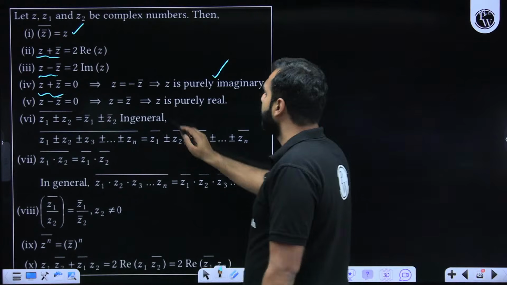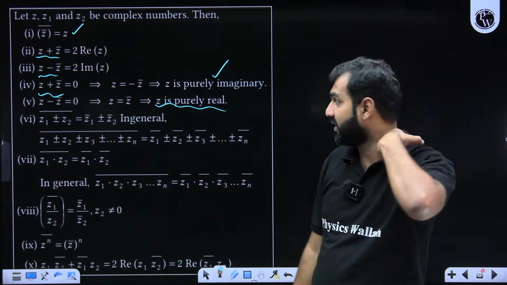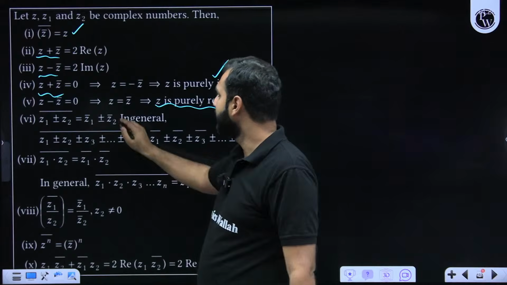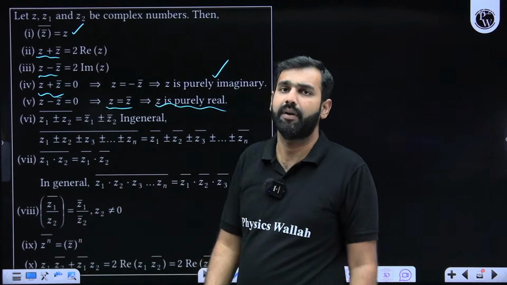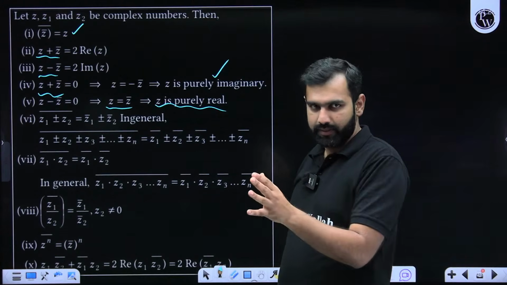With that, z is told to be purely imaginary. If I'm told or given that z is a purely imaginary number, sorry, real number, then I'll say it will be equal to its conjugate because it is purely real. Next part, conjugate can be distributed.